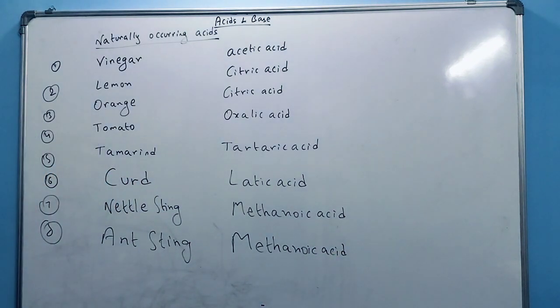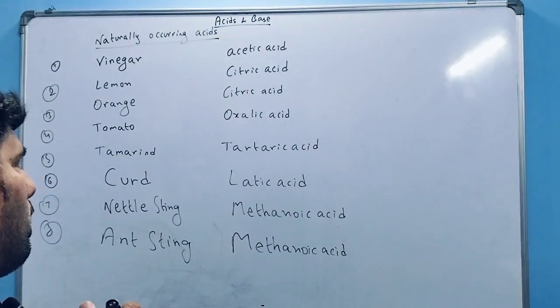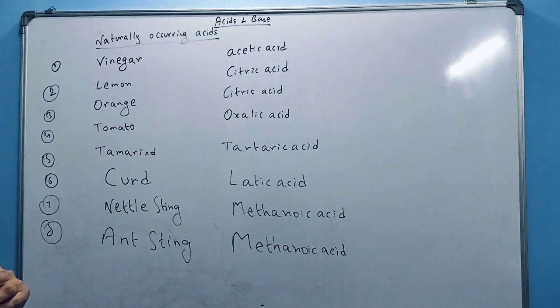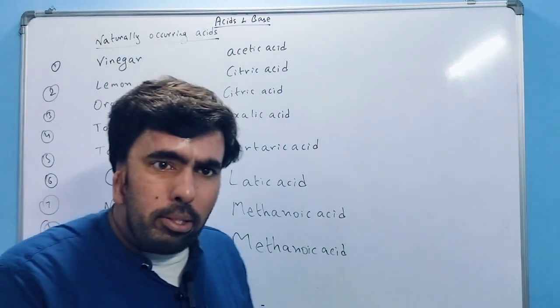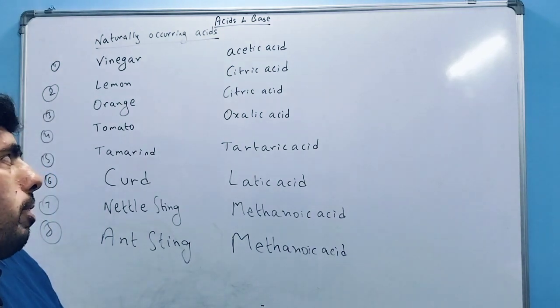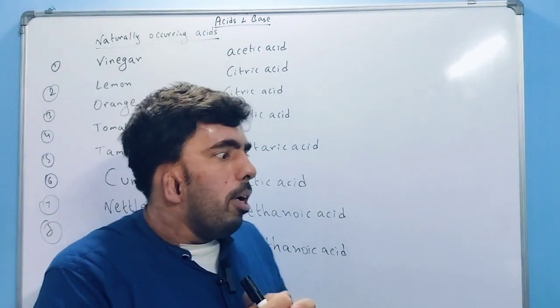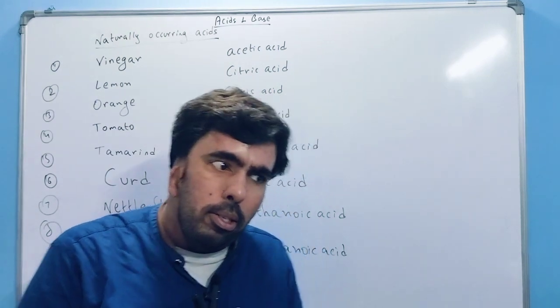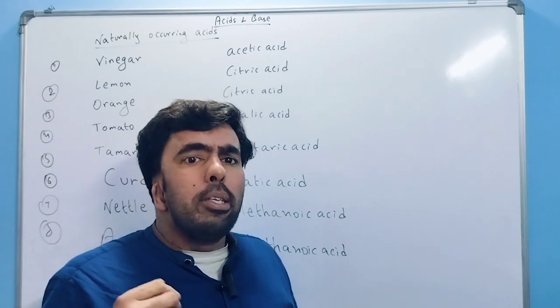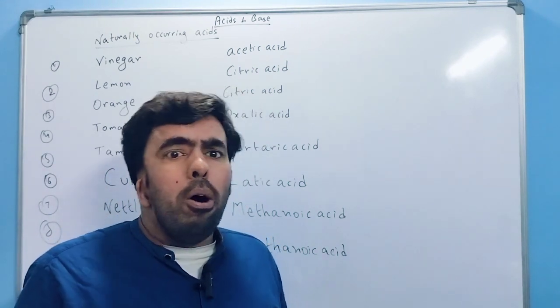So these are the naturally occurring acids we have. In vinegar, we have acetic acid; lemon and orange, citric acid; tomato, oxalic acid; tamarind, tartaric acid; curd, lactic acid; and nettle sting and ant sting, methanoic acid. These occur naturally. Now we'll discuss indicators. Indicators are used to test whether a solution is acidic or basic.